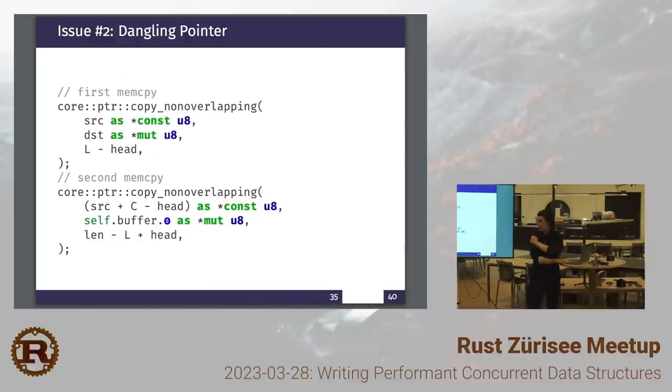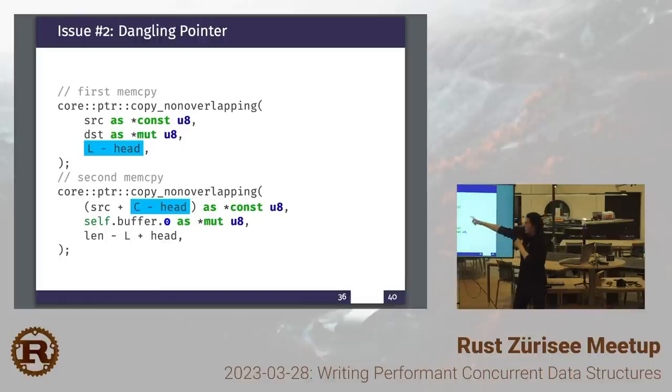And so here, this is one downside of the constant generics. Basically, this was the code. This was my first memcpy and my second memcpy. In the second one, these two terms have to be equal, but there was a C instead of an L, which blew up. So this is something that Miri protected me from, which is very valuable. This is very hard to spot.